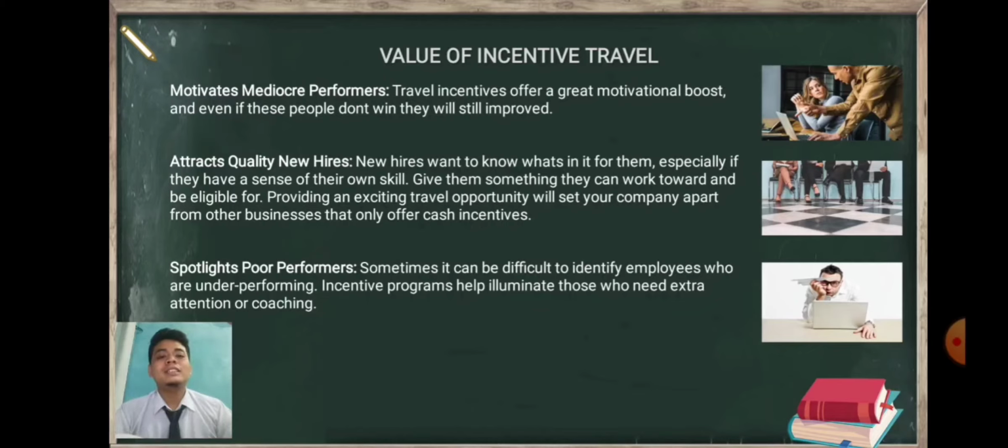Okay, number 6 is spotlight poor performers. Sometimes it can be difficult to identify employees who are underperforming. Incentive programs help illuminate those who need extra attention or coaching.